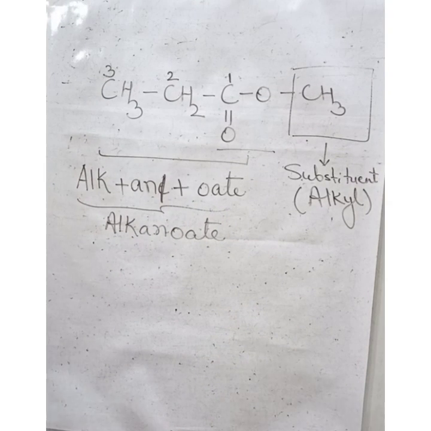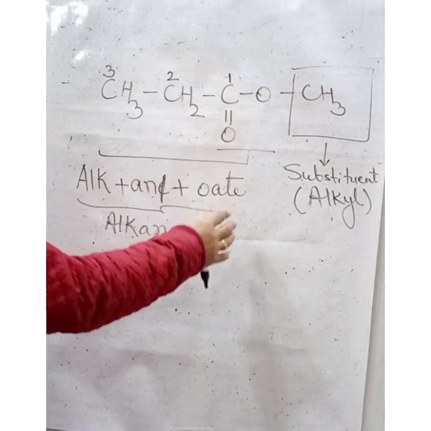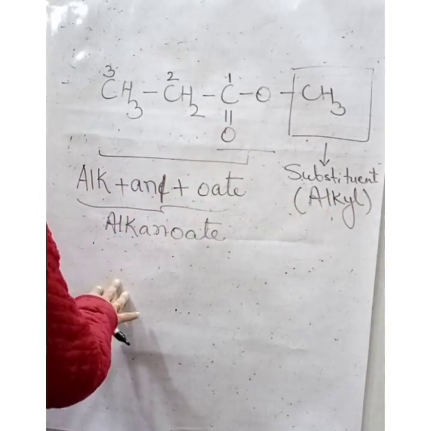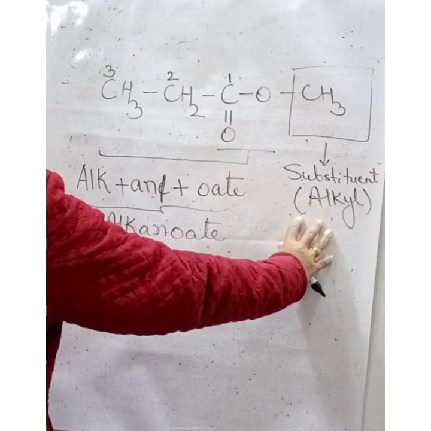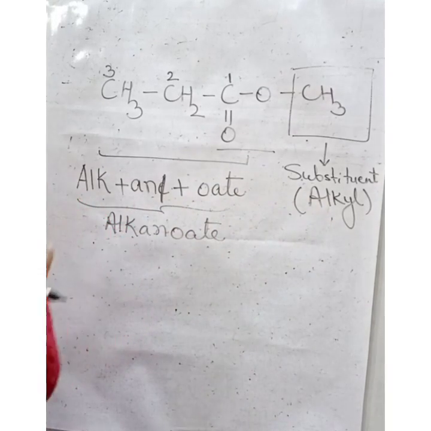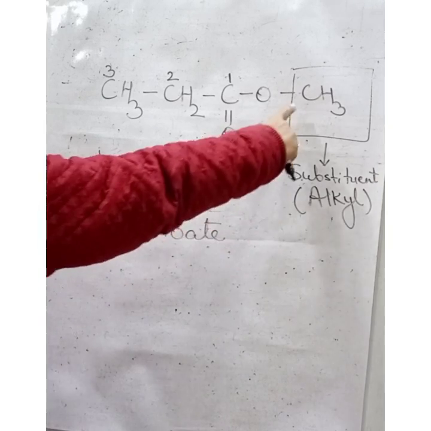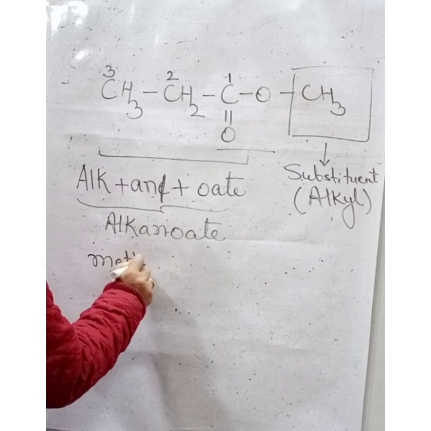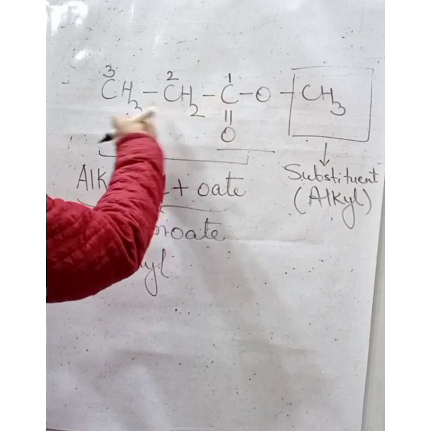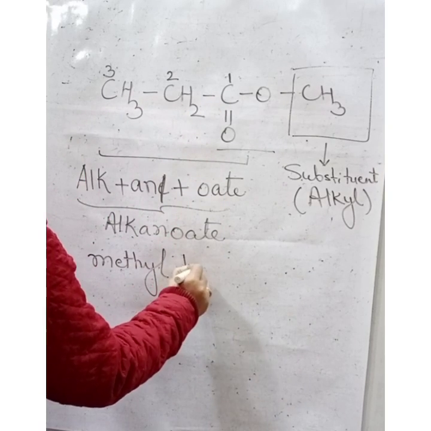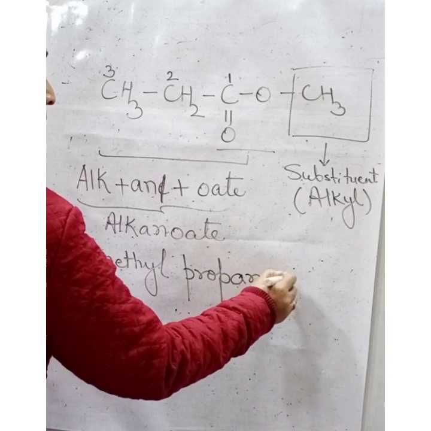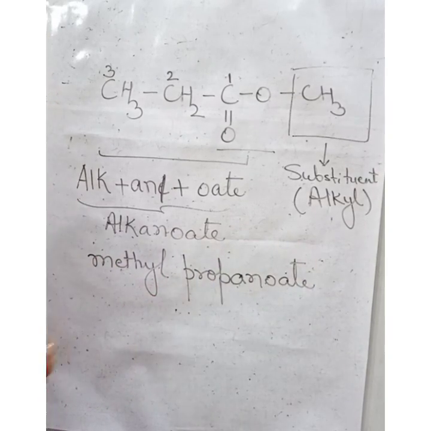Now let us name this organic compound. Here the right hand side is named first, followed by the left hand side. That means the substituent is named first, followed by your word root, primary suffix and secondary suffix. So what is the substituent here? It is methyl. So we will write methyl. Now my word root is 3 carbon atoms, which means prop is my word root. So propanoate is the name of this compound.